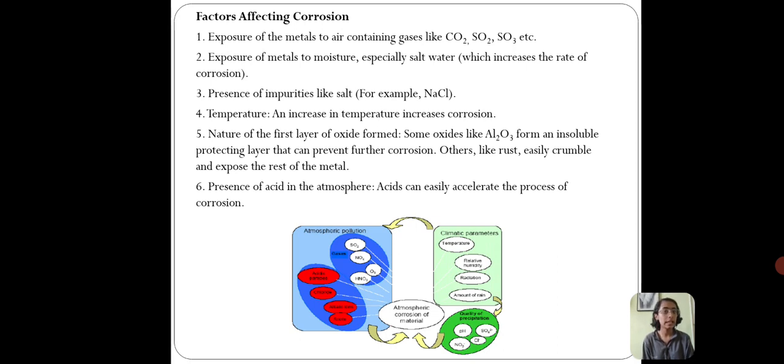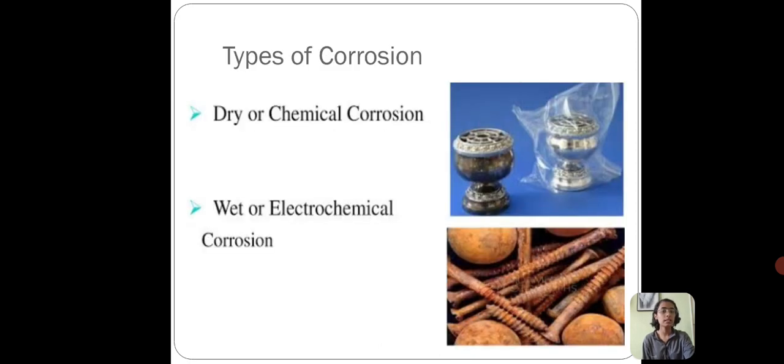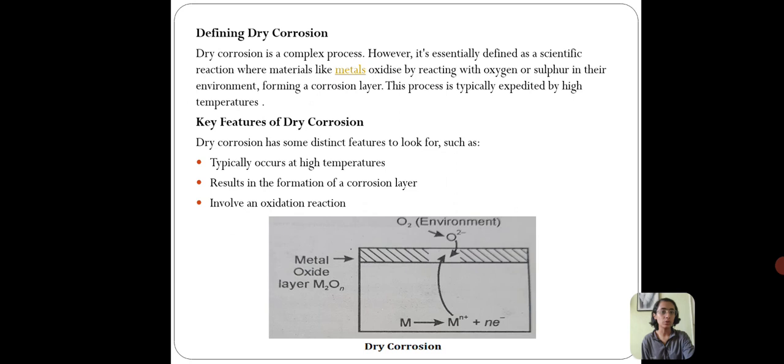Some oxides like Al2O3 form an insoluble protecting layer that can prevent further corrosion. Others like rust easily crumble and expose the rest of the metal. Sixth point, presence of acid in the atmosphere. Acids can easily accelerate the process of corrosion. Let us look into the types of corrosion. First one, dry or chemical corrosion. Second one, wet or electrochemical corrosion.